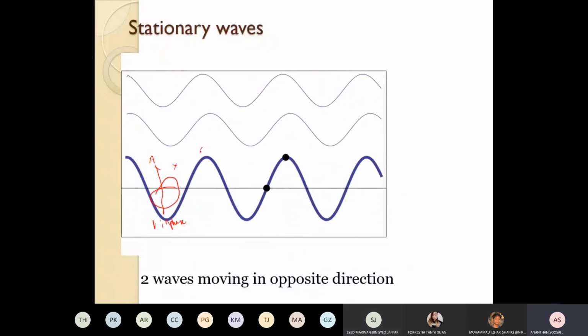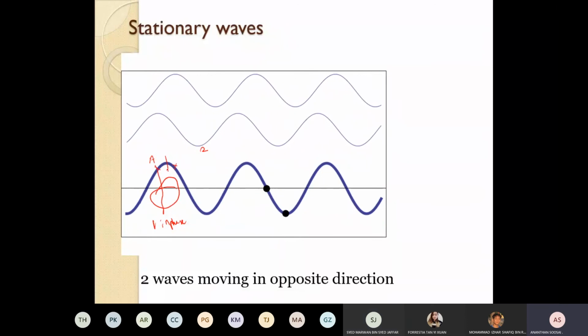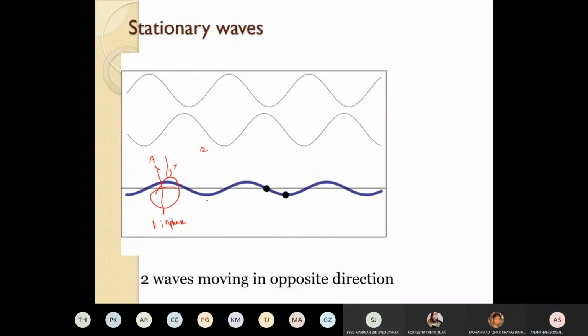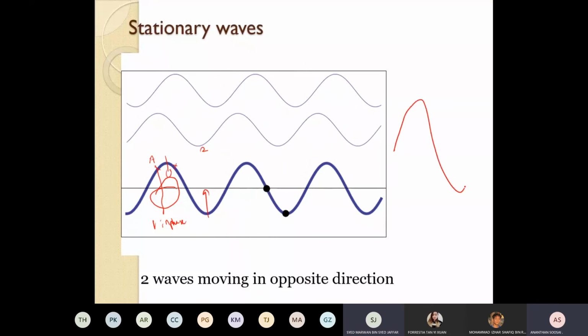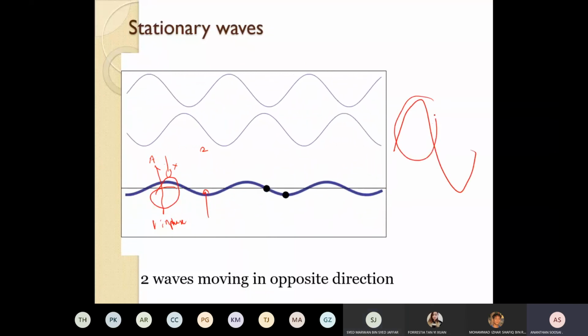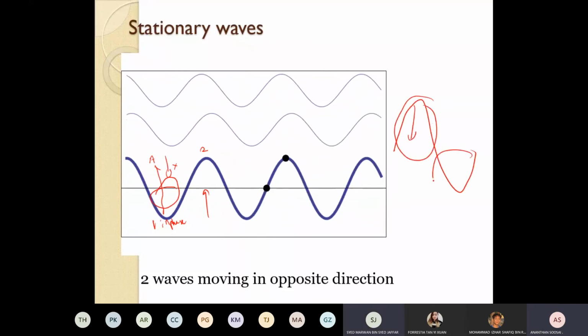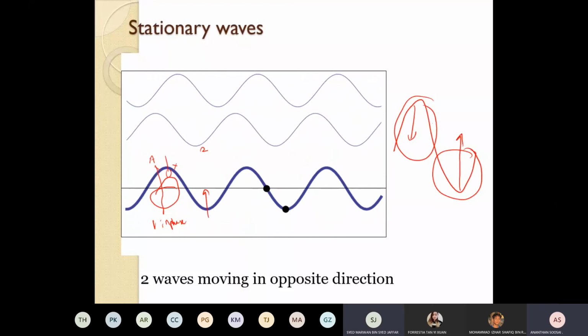This is the second loop. You see? And the first loop going down means the second loop is going where? So the second loop is going up. In the stationary wave, the first loop going down means the second loop is going up.